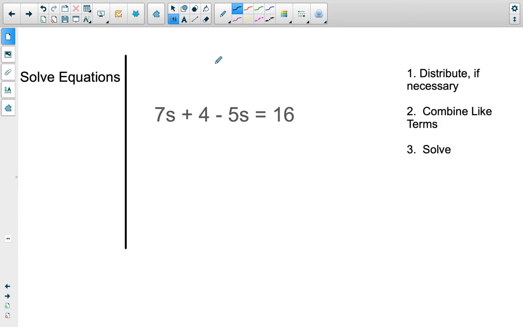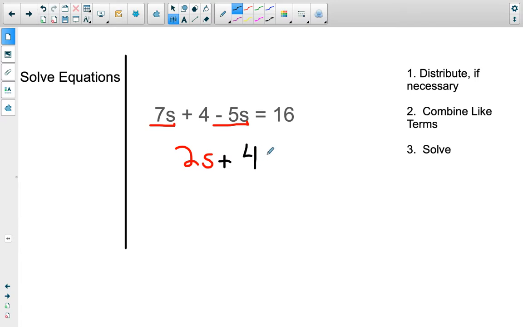Here's another example. Let's look for our like terms. Start with 7s. I always start with the one I see first. 7s, and I minus 5s. 7s minus 5s gives me 2s. Now I broke my rule and I used s as a variable. I don't like to do that because, you know, my s's and 5's look a lot alike. Okay, next I have a plus 4. Do I have any other numbers on this side of the equal sign? No, I don't. So I just have plus 4.